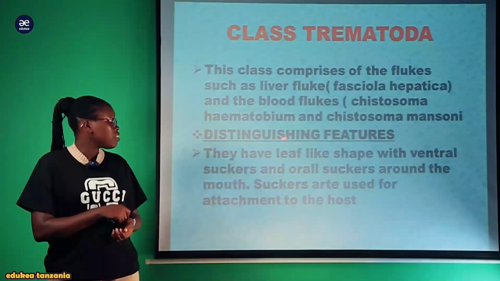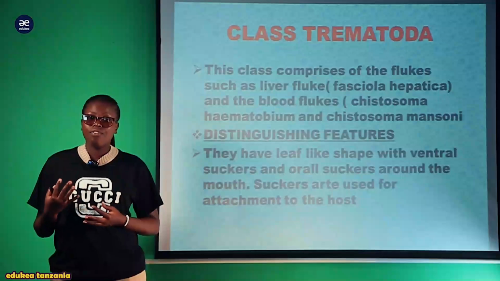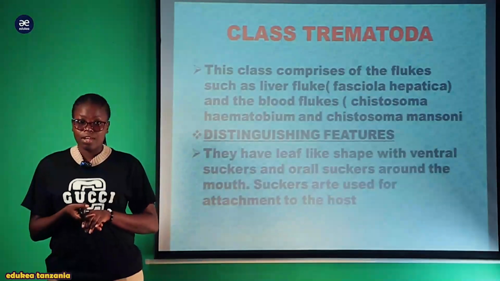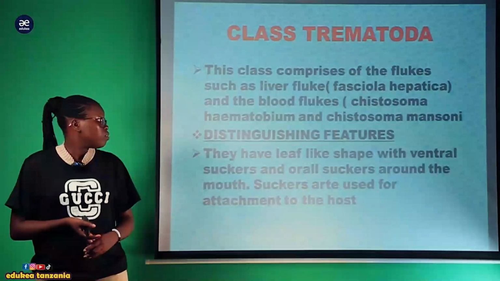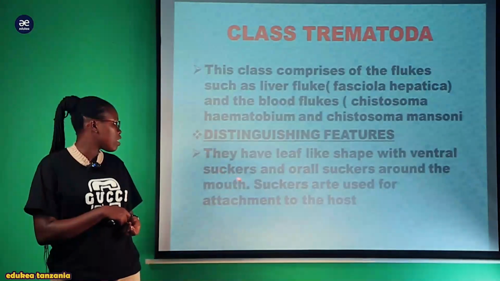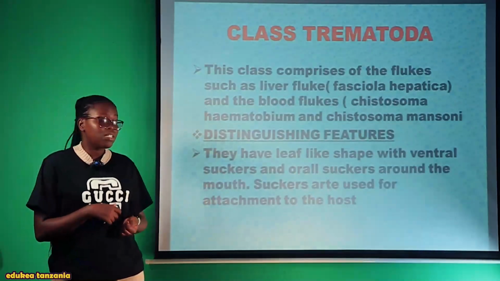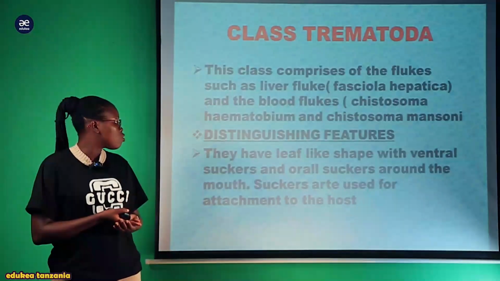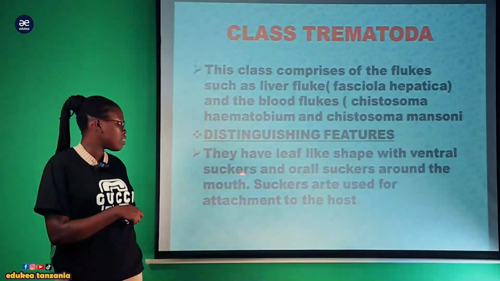Also, the distinguishing features of the class Trematoda. Members of this class have different unique features which distinguish them from other members of the phylum Platyhelminthes. So what are they? The first one is that they have a leaf-like shape with a ventral sucker and an oral sucker.